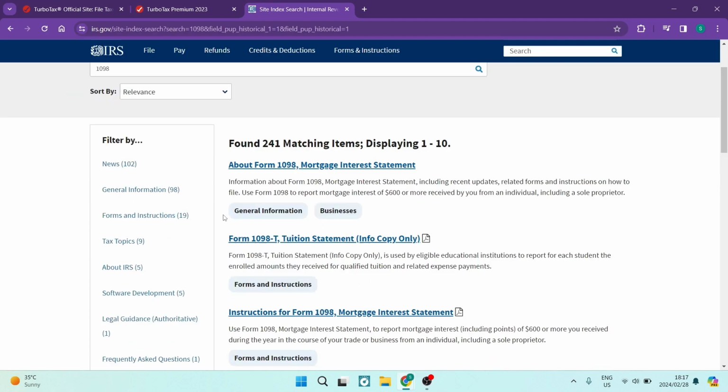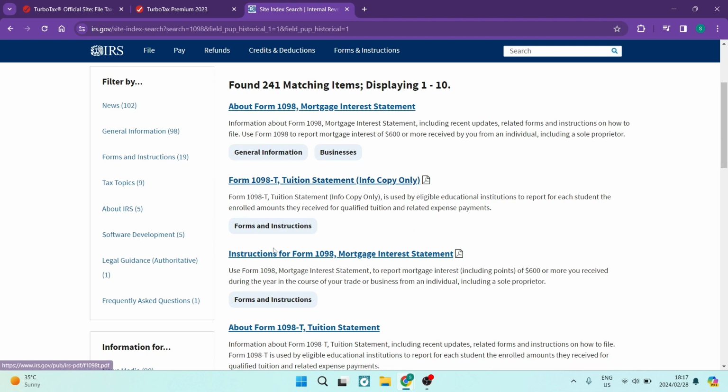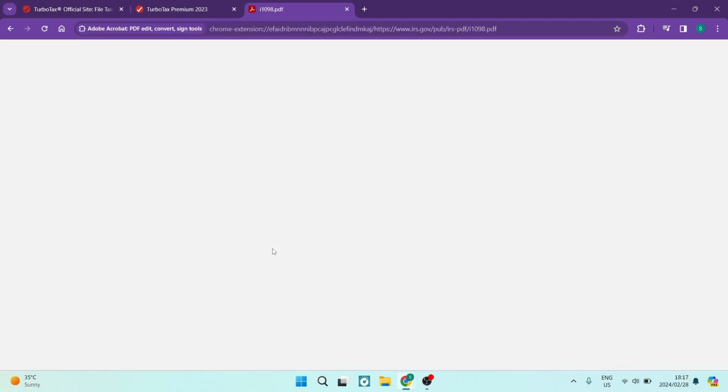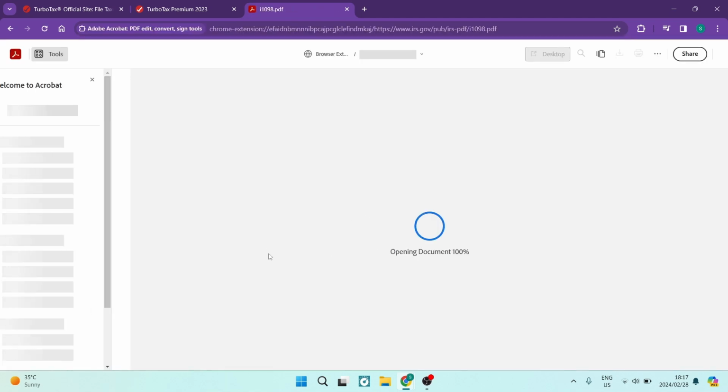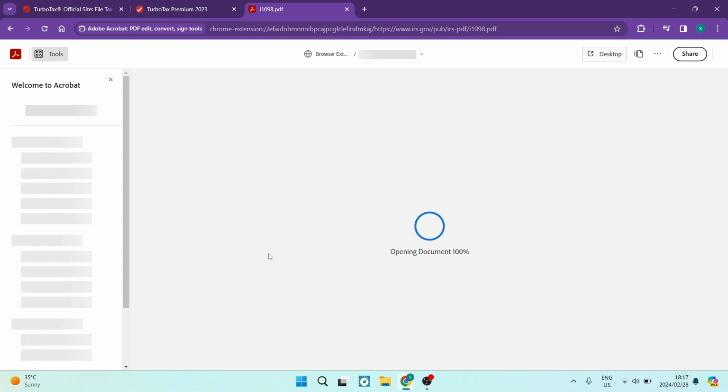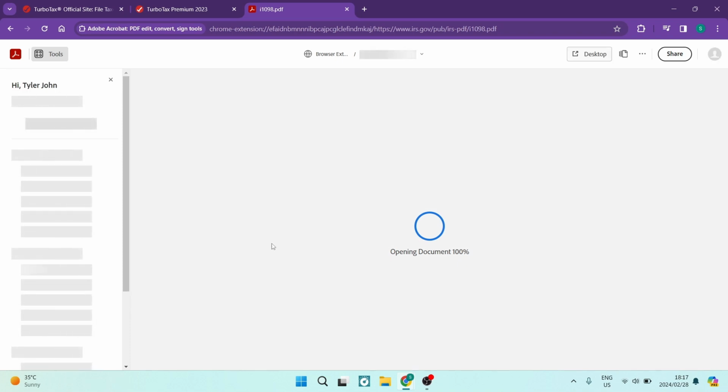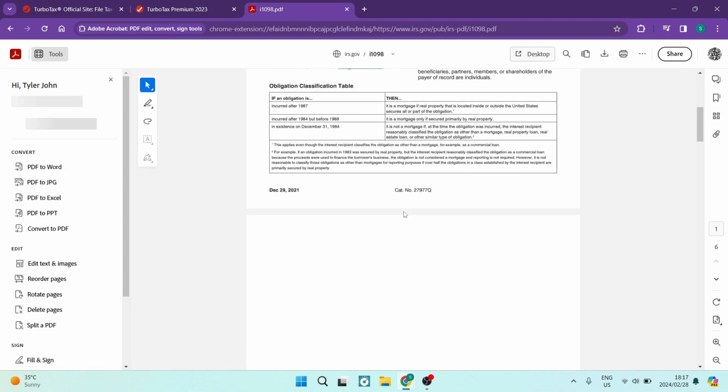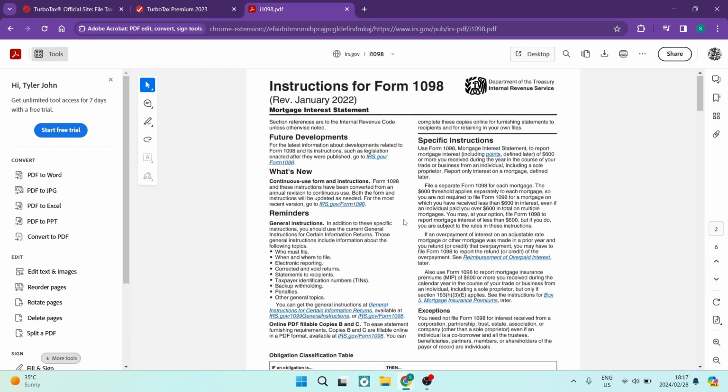And in the results over here you can see it says instructions for Form 1098, Mortgage Interest Statement. We're going to go in there and there will be a downloadable PDF 1098 form that you can actually download, fill in, and send back to the IRS. You can see over here it's a couple pages.